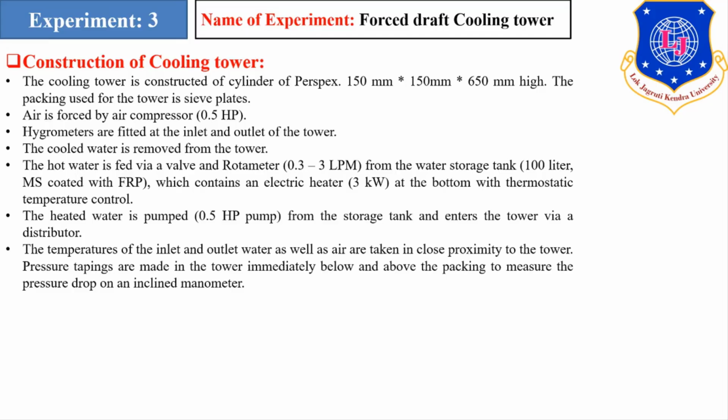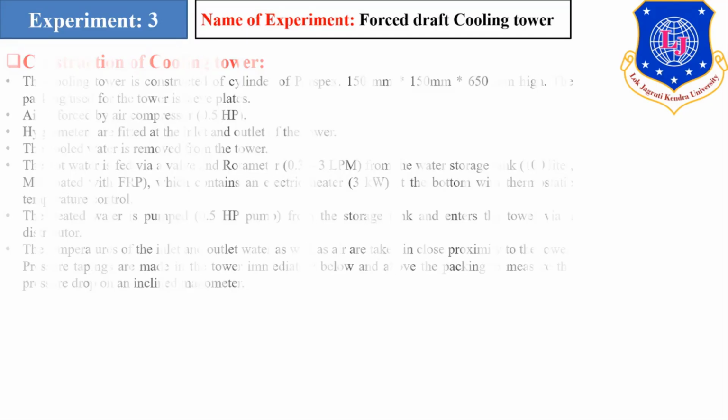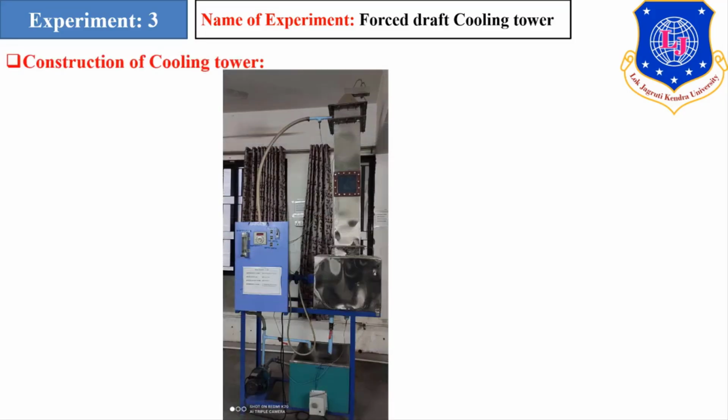Then there was a water storage tank of around 100 liter capacity, and it contains an electric heater at the bottom for temperature control. The heated water was pumped from the storage tank, and it entered the tower via a distributor at the top of the cooling tower. Then the temperatures of the inlet and outlet water as well as air were taken in the closed tower. At the end we will find out the temperatures of the inlet and outlet water as well as air.